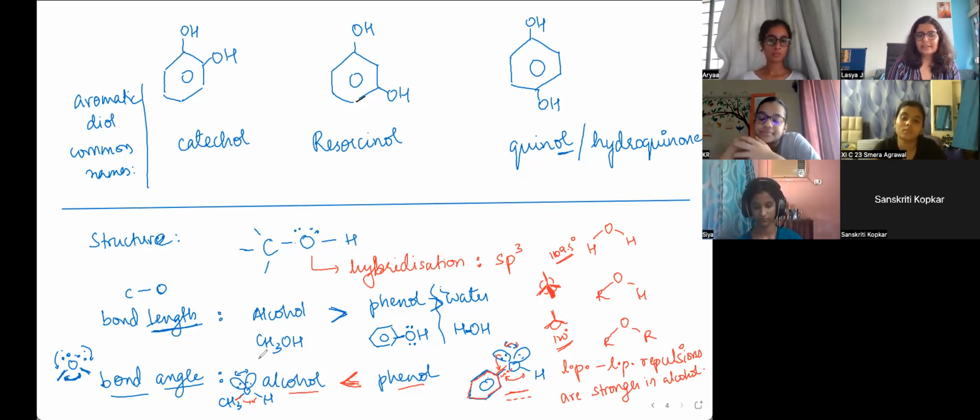And in the case of alcohol, ideally all 4 of them form bonds and it would be exact tetrahedral. But because 2 of them are lone pairs of electrons, there's going to be lone pair repulsion. So this is going to end up less than your normal tetrahedral.